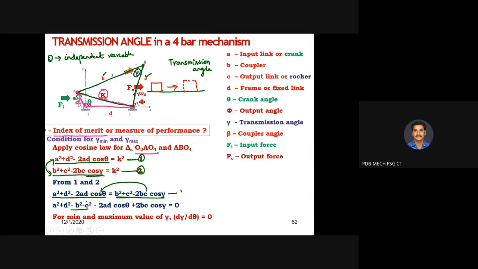Now I want to find out the minimum and maximum value of gamma. Okay, for what case of theta will I be getting the minimum and maximum gamma? In order to find this minimum and maximum transmission angle, I need to differentiate this equation. So this is the final equation you will be getting. You differentiate this equation with respect to theta so that you will be getting the minimum and maximum value for gamma.